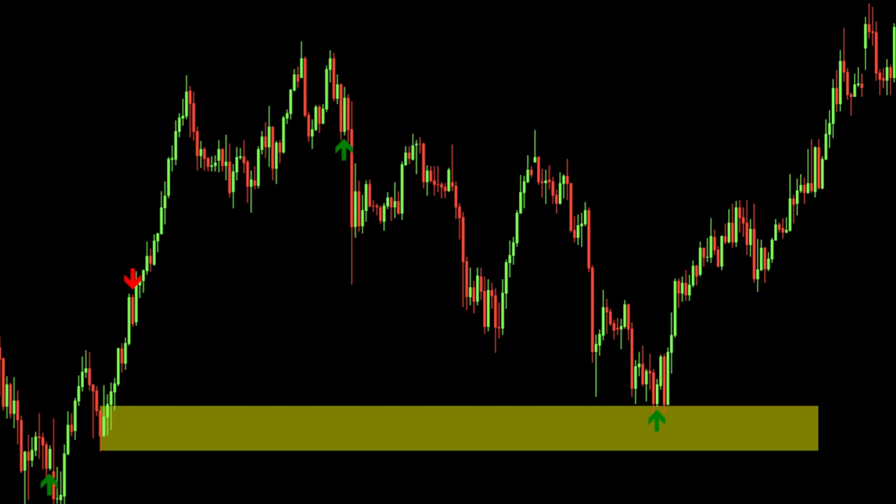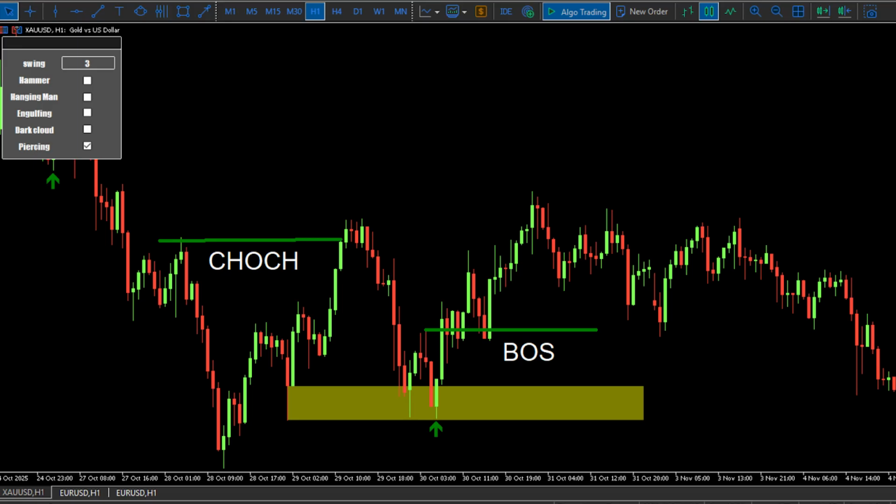So now let's see some examples of these 2 patterns. In this example, you can see the price continues its main movement after a pullback. And in the next example, we have the same situation. First, a CHOCH happened and then price pulled back to a major low and formed a piercing pattern before going upward again.